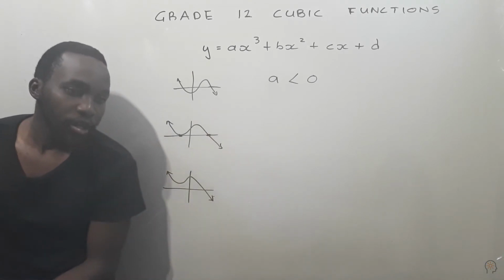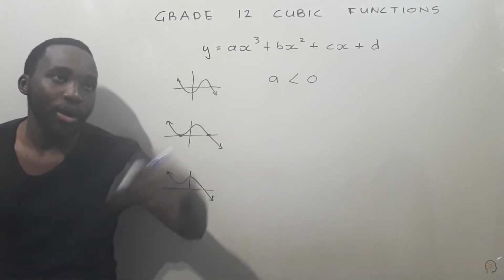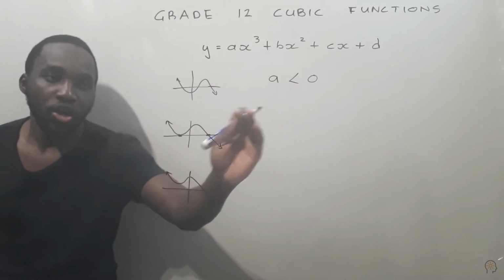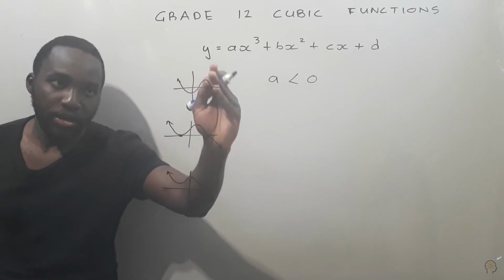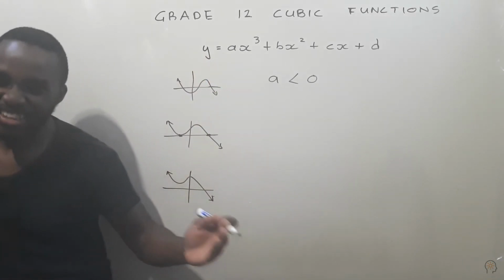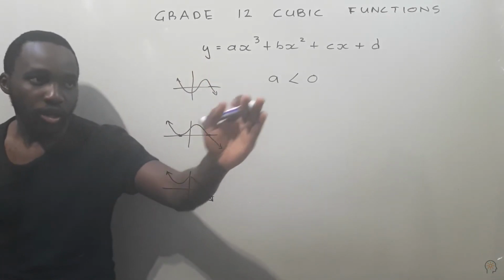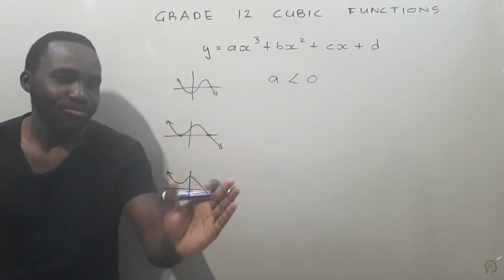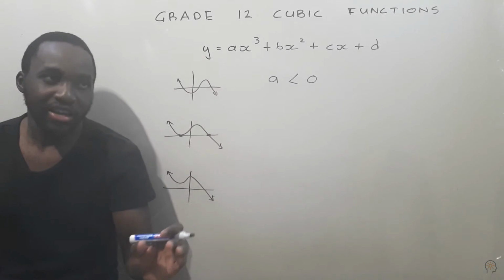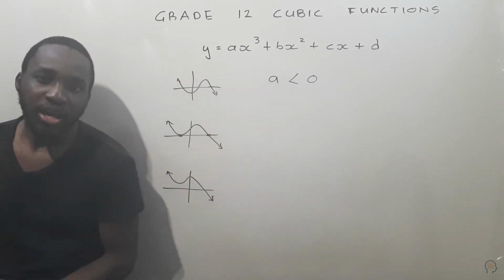So for cases where you have your a value as a negative, we know that your graphs will start by going down, and then eventually they'll go down indefinitely, right? So anytime you see your a value as a negative, this is the picture you want to think of, one of these, right? Depending on what your equation looks like.